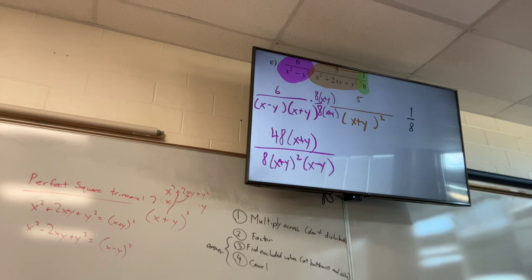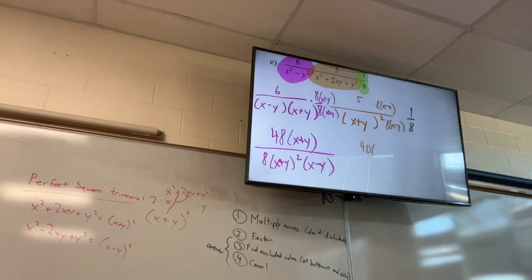Okay. And then let's talk about what the orange denominator is missing that the other two have. It's missing an 8 and it's missing an x minus y. So we need to multiply by 8 times x minus y over 8 times x minus y. That gives us 40 times x minus y. Good stuff.